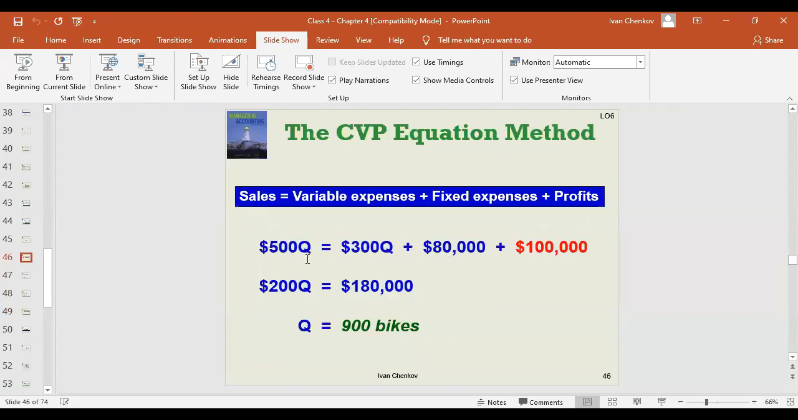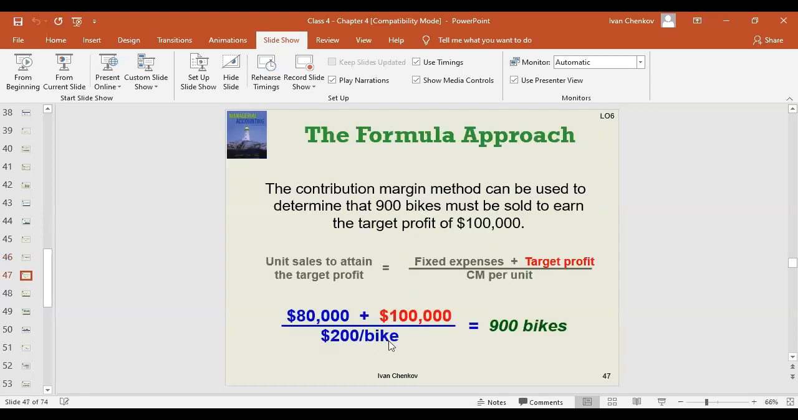Yes. So these guys want to make 100,000. How many bikes do they have to sell? Fixed cost plus the desired profit divided by contribution margin per bike is going to give you 900 bikes. This is the formula method: fixed cost plus the target profit divided by the contribution margin per unit.